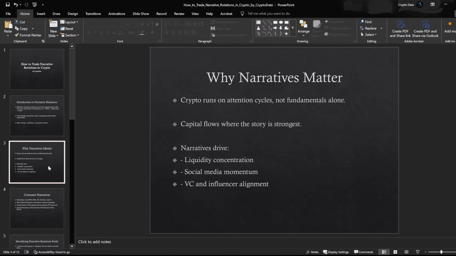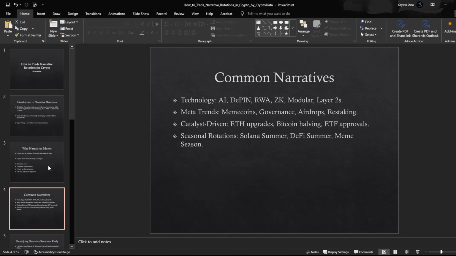And so you have to switch over to where the money flows, because I promise you guys, that's where you're going to make those generational wealth opportunities, and that's where, at the end of the day, you're going to make most of your gains versus trying to find these other plays. So just look at where the attention is. Narratives drive liquidity concentration, social media momentum, and VC and influencer alignment. It all goes back to where that attention is, because that money is going to flow accordingly. Next, common narratives. There are various different types of narratives, okay?